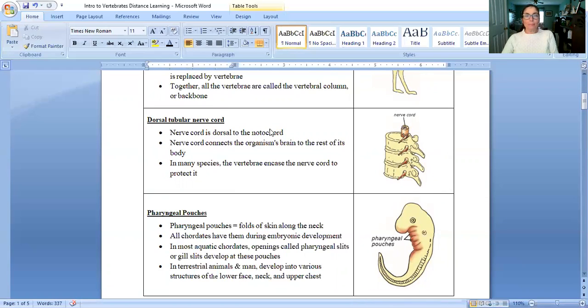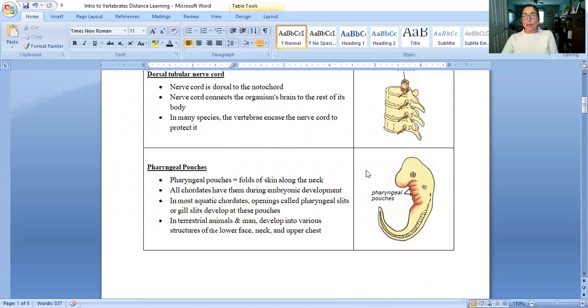protect it. Okay, so pharyngeal pouches, these are folds of the skin along what would be considered the neck of the organism. All chordates have them during embryonic development, and you see them shown here. In most aquatic chordates, those pharyngeal slits normally become gills. But if you're talking about terrestrial animals and say man, then these slits develop from the embryo into structures in the neck and the upper chest.